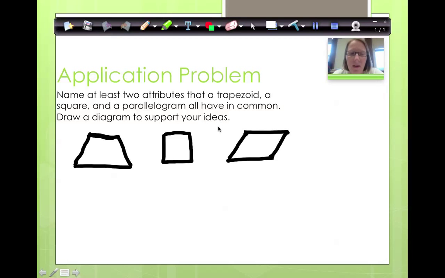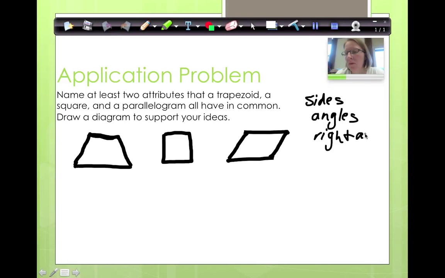Okay, now, what do they have in common? Okay, so we can look at the number of sides. We can look at angles. We can look at right angles. We can look at parallel sides. Okay. Now, let's look at each one of these and see what we see.